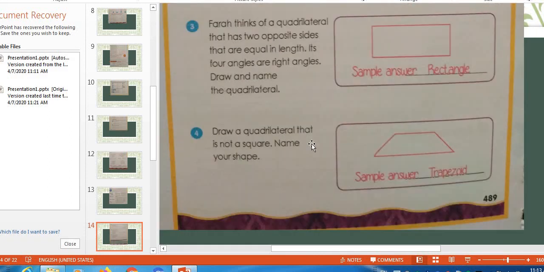Okay, draw a quadrilateral that's not a square. Here, this quadrilateral, not a square. Name your shape. Any quadrilateral, but not a square. So here, I drew a trapezoid. Okay, moving to the other slide.